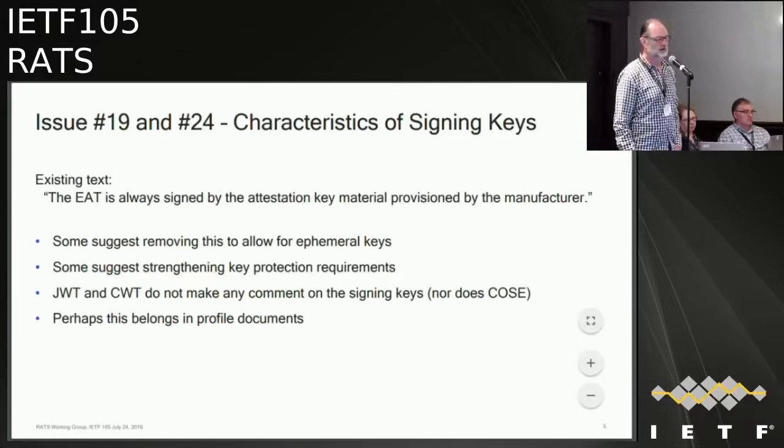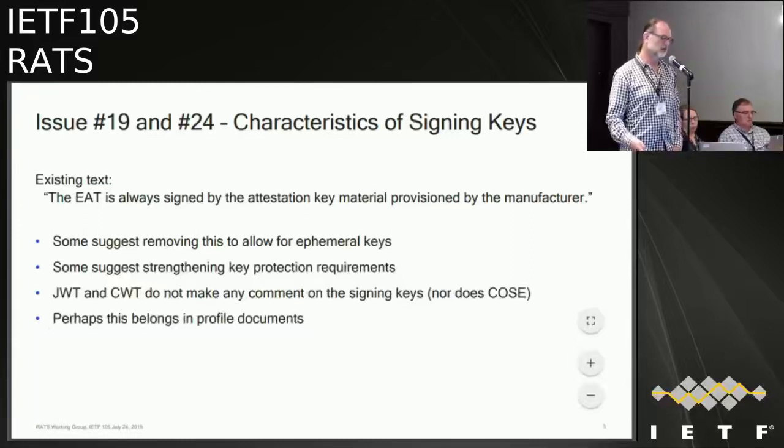All right, so some characteristics of signing keys. There's some text in the document that says the EAT is always signed by the attestation key material provisioned by the manufacturer. So some suggest removing this to allow for ephemeral keys. Some suggest strengthening key protection requirements around the signing keys. As far as I can see, CWT and JWT do not make any comments about signing keys. I mean, I guess COSE does say generally you should protect your signing keys.